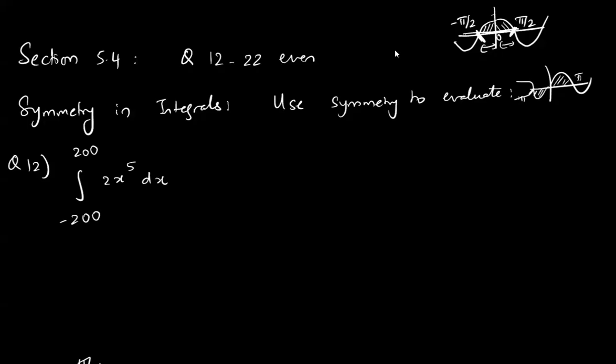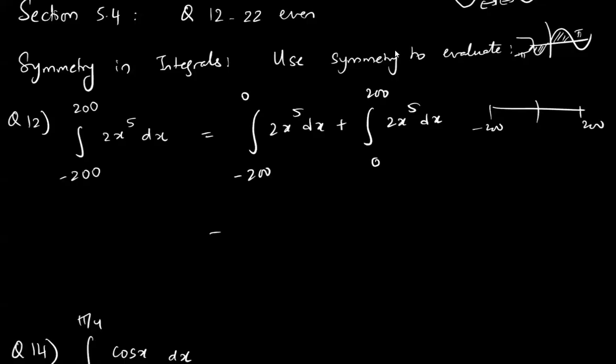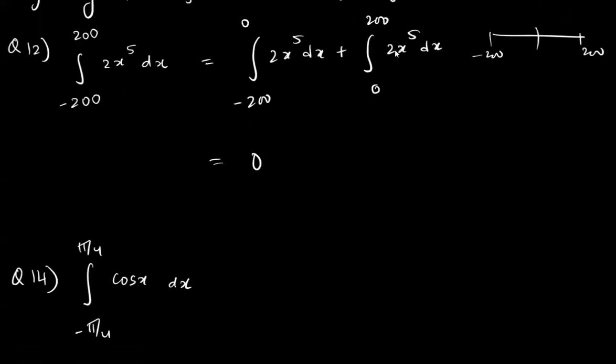So for an odd function, when you have these two limits, so negative 200 is here, positive 200 is here, and 2x to the power of 5 is an odd function. So basically what will happen is that if you split up this like so, one will be negative, one will be positive. They cancel each other out and the net area will become equal to 0.